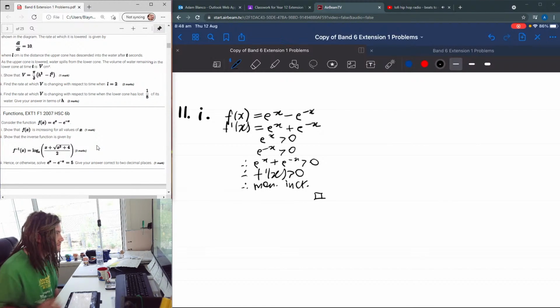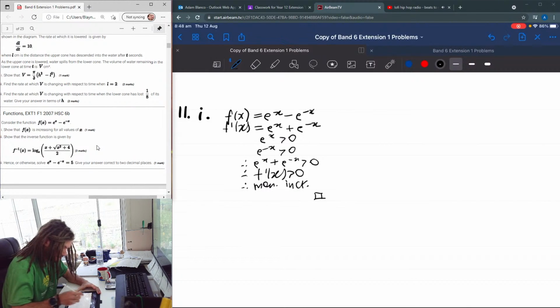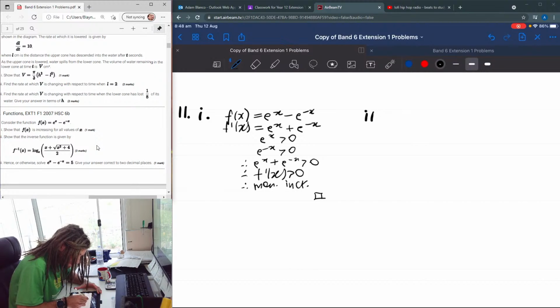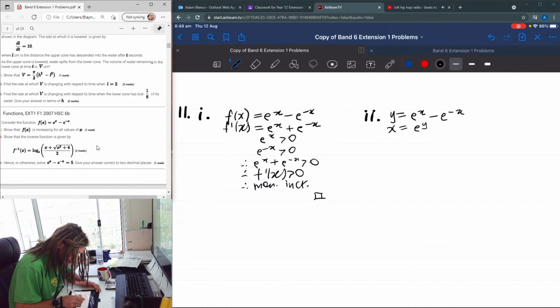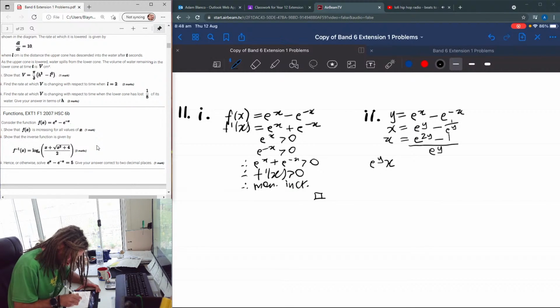Alright. Show that the inverse function is given by, okay, that looks disgusting. So I guess we just got to find the inverse. Alright, so y equals e to the x minus e to the minus x. X equals e to the y minus, let's write that as 1 on e to the y. Let's get a common denominator. So that's going to be e to the y all squared, which is going to be e to y minus 1 on e to the y x. E to the y x equals e to the y. This is getting really messy.